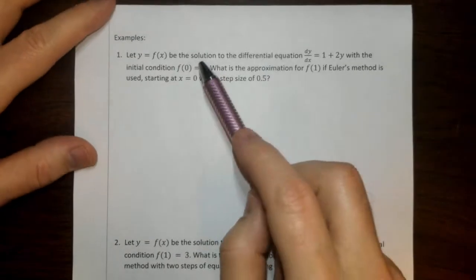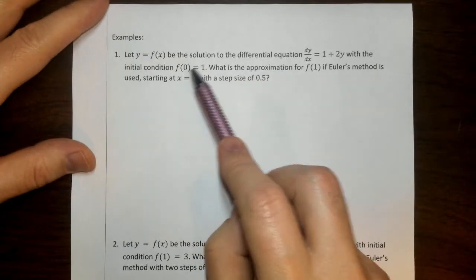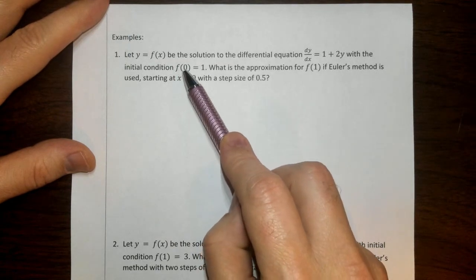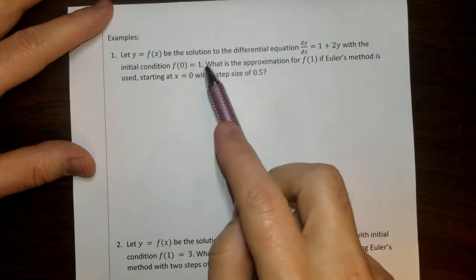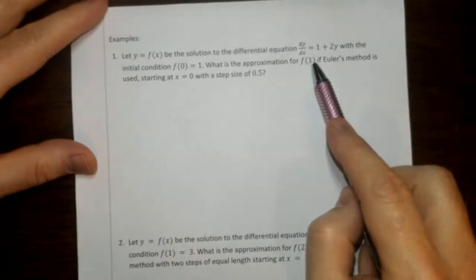We've got the initial condition f of 0 is equal to 1. So this is essentially like our x0, y0. This is our starting point. Our x value of 0, our y value of 1. And then we're finding the approximation for f of 1. So we're starting at f of 0, we're going to f of 1.